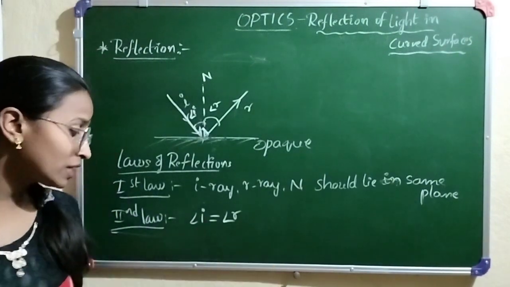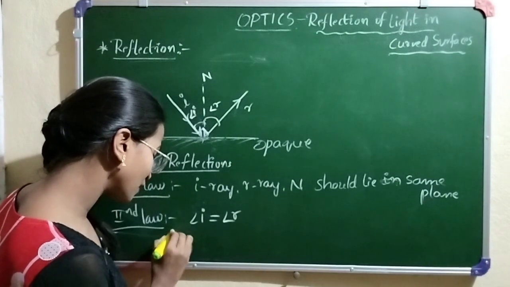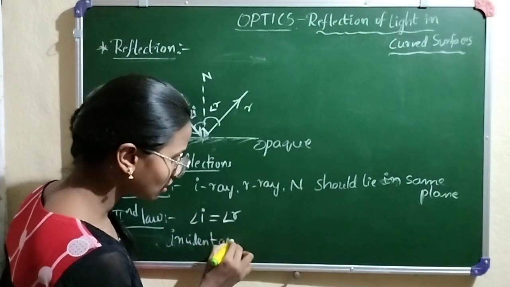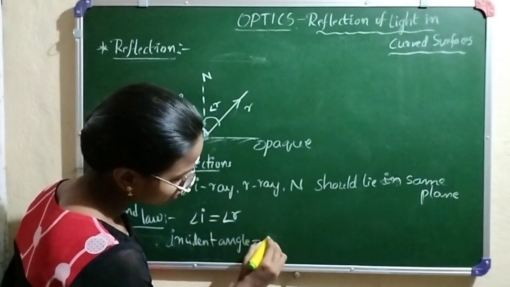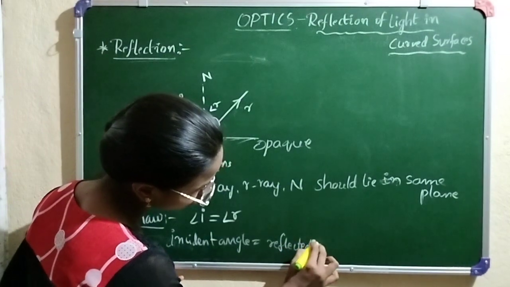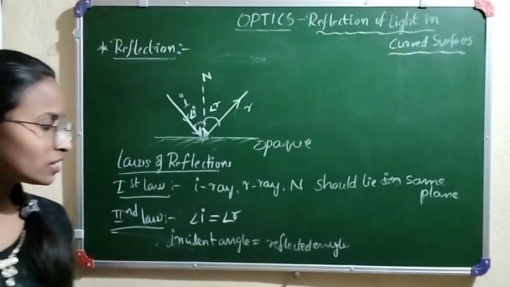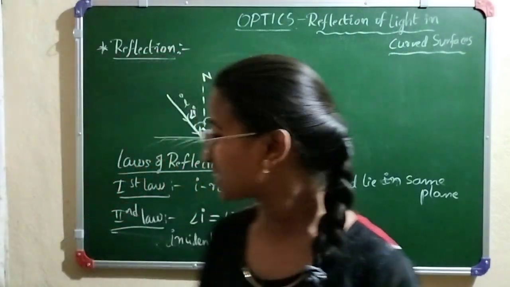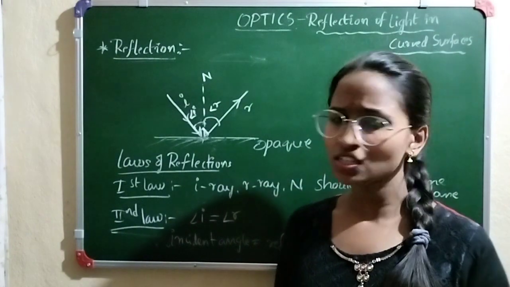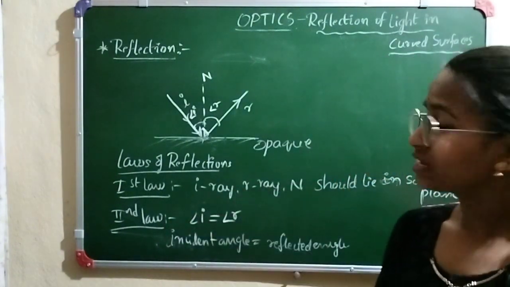So this one we are calling incident angle, angle of incidence or incidence angle, is equal to reflected angle, angle of reflection. This is about the reflection and the laws of reflection. This is the basic thing which you have studied in the previous classes, but my intention is just to revise the topic to you again. This is about the reflection.